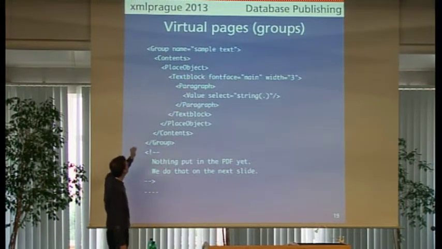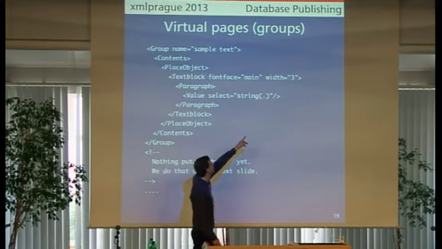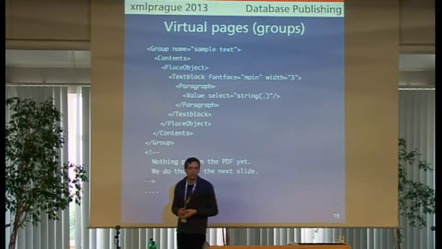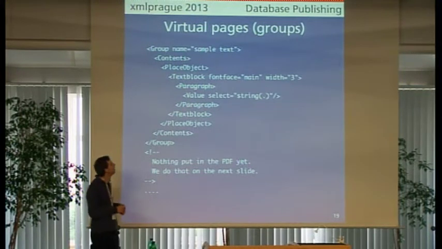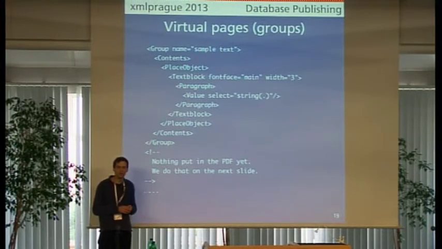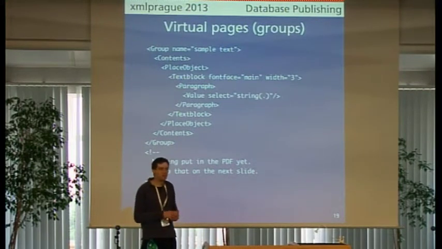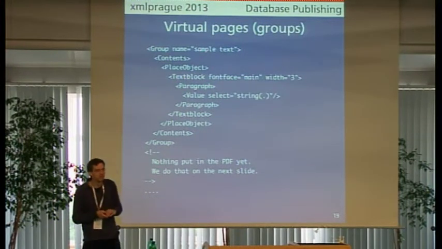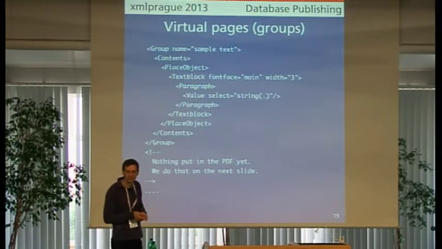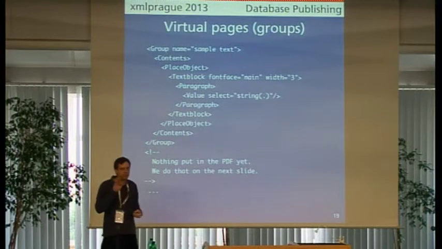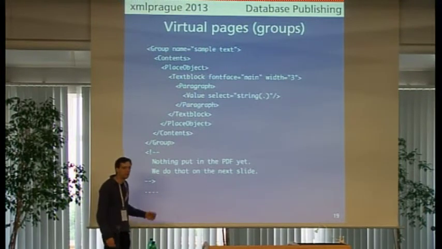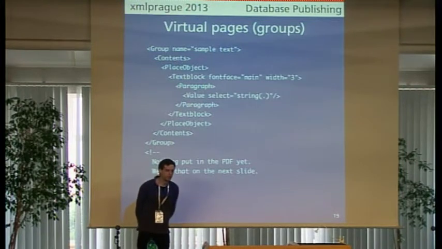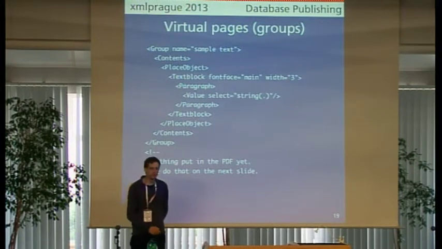The middle part you would recognize. We place an object, a text block, of our sample text with a grid cell width of 3 in some predefined font I've not shown here. And we do not put this into the PDF. We place this in the virtual page, which is called group in my case. And I'm not happy with the name, so if someone with more proficient English knowledge comes up with a better, very small or concise name for these virtual pages, I would be happy to hear. And we place it into the group, into the virtual page, and nothing is output into the PDF yet. So this is what we do; on the next slide we see the rest.